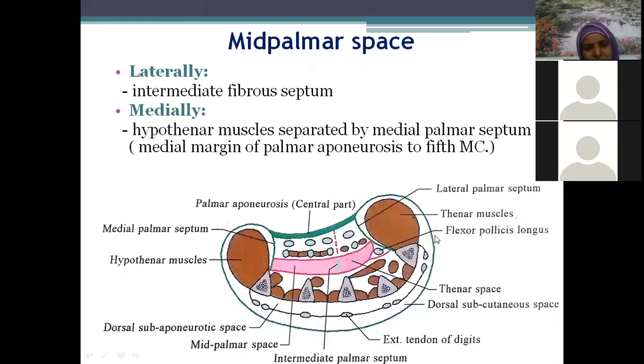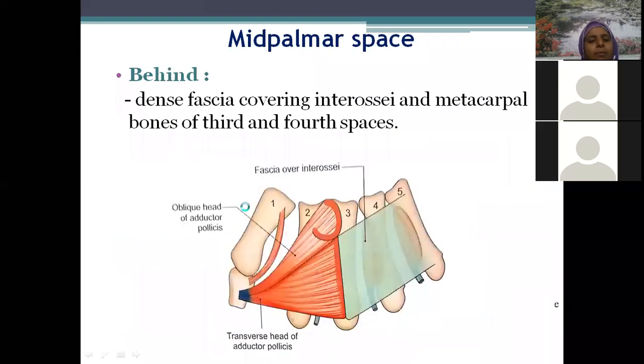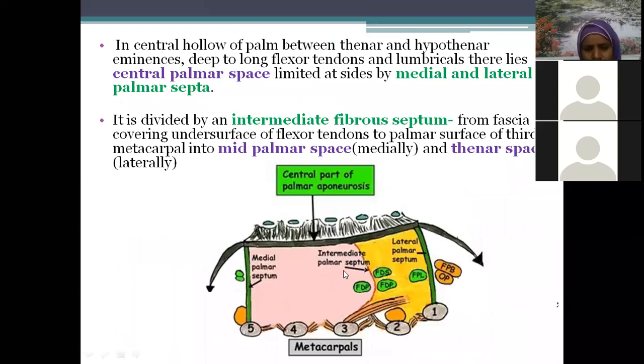Then which is the lateral boundary? This pink line becomes the lateral boundary. What do we have, beta? The pink line is the intermediate fibrous septum, isn't it? Then what is the medial boundary? Medial palmar septum. If you go to this picture, the medial boundary is the medial palmar septum, and the lateral boundary is the intermediate palmar septum for the mid palmar space, to be simple.